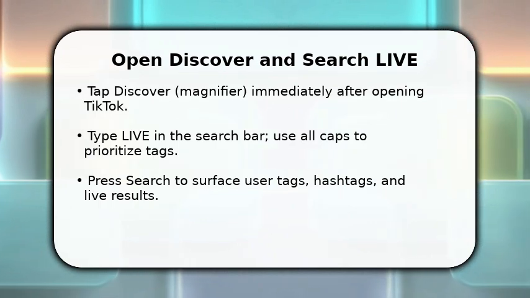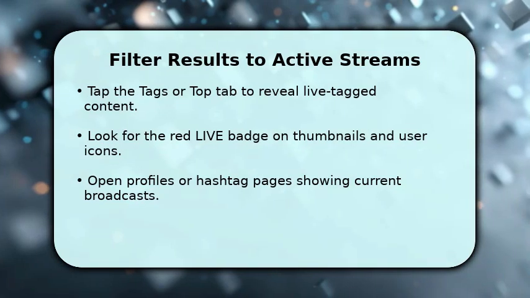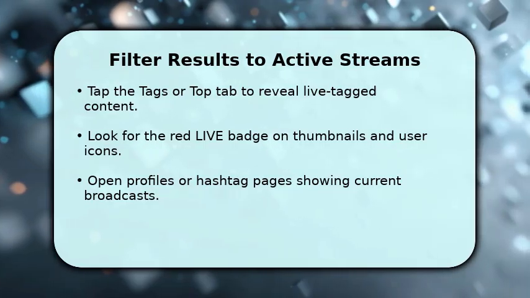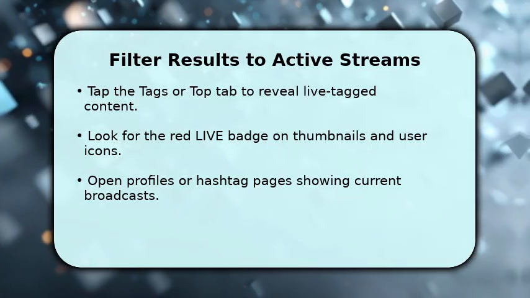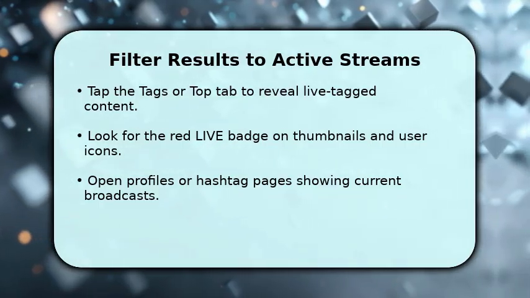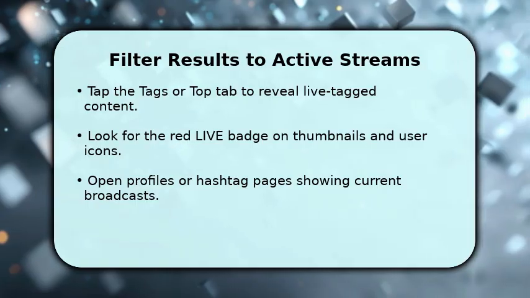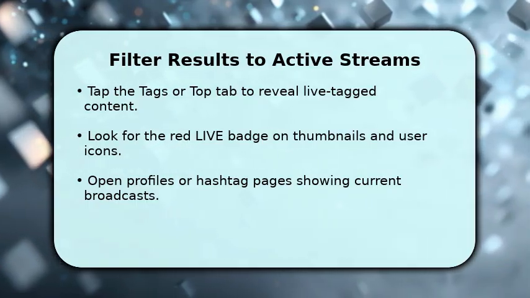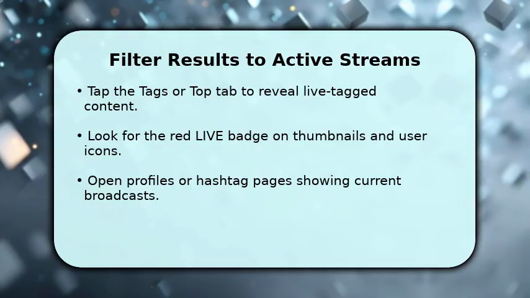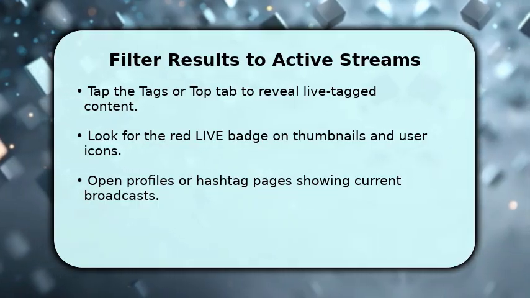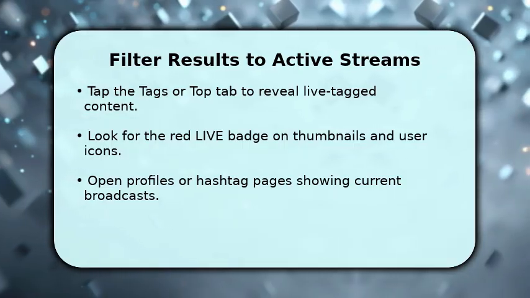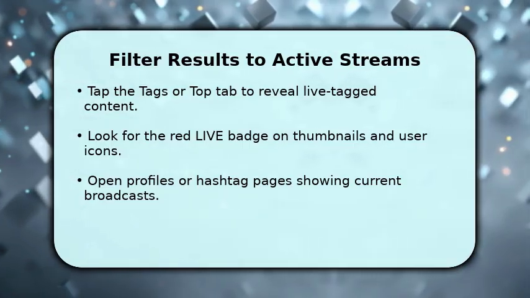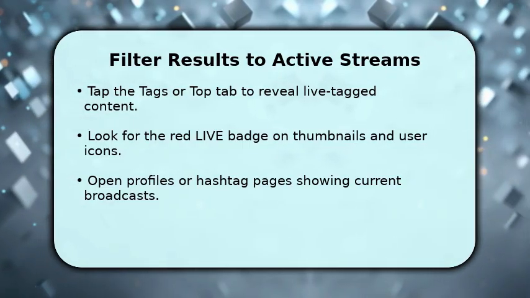Once done, scan the search results and switch to tags or top to surface live-specific entries. You'll recognize active streams by a red live badge on thumbnails or on the user's profile image. That visual is crucial. Tap a tagged result or a profile that shows live. It jumps you directly into an ongoing broadcast. Make sure to check hashtag pages too. Some creators stream under a trending tag, and those pages aggregate current live videos for you to join instantly.